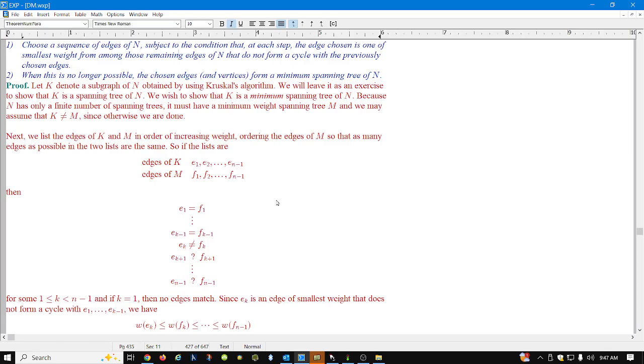So we can assume that M is a minimum weight spanning tree and that it's different from K, the one we got from Kruskal's algorithm. Otherwise, we're done. We've figured out that Kruskal's algorithm did produce a minimum spanning tree. So we'll assume they're different for the moment. Now, we list the edges of both K and M in order of increasing weight. And we order the edges of M so that as many edges as possible in the two lists are the same.